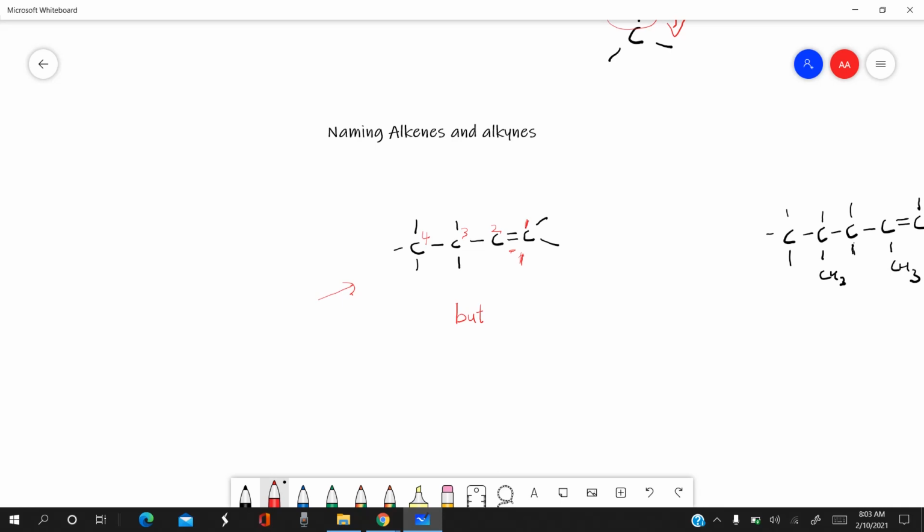the double bond is between the first and second carbon, but we take the lowest one, so 1, and it's an alkene, so ene. But, 1-butene. There is another way to write this, 1-butene.